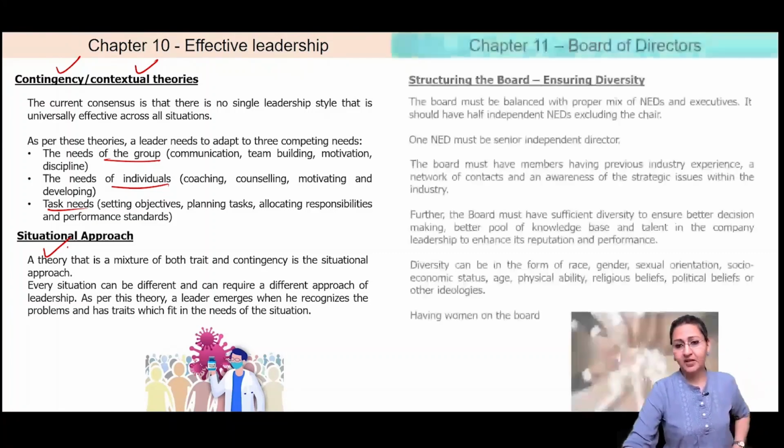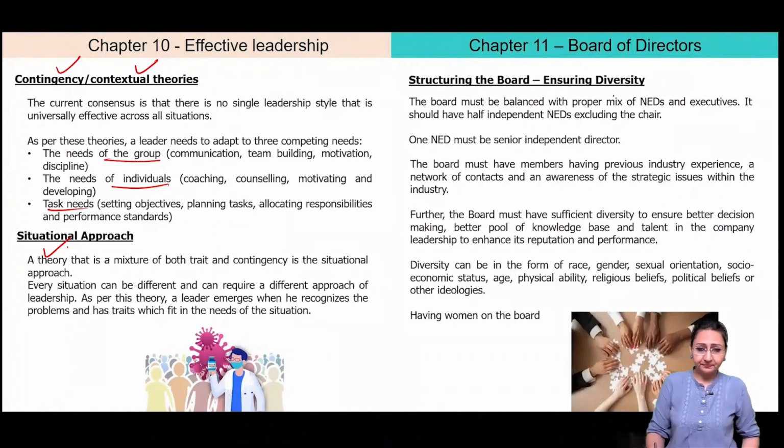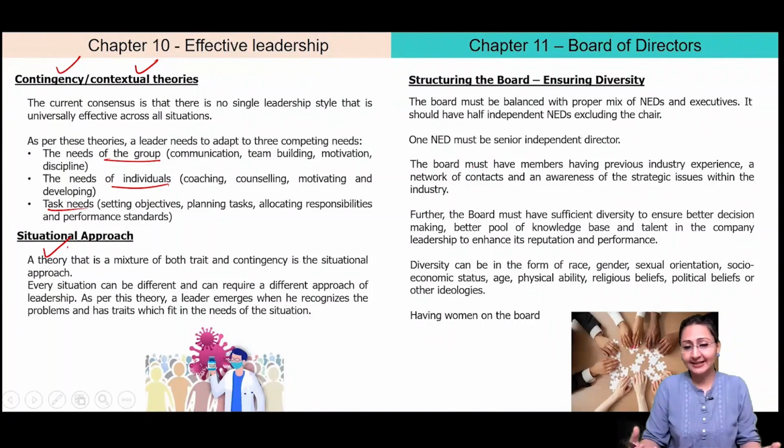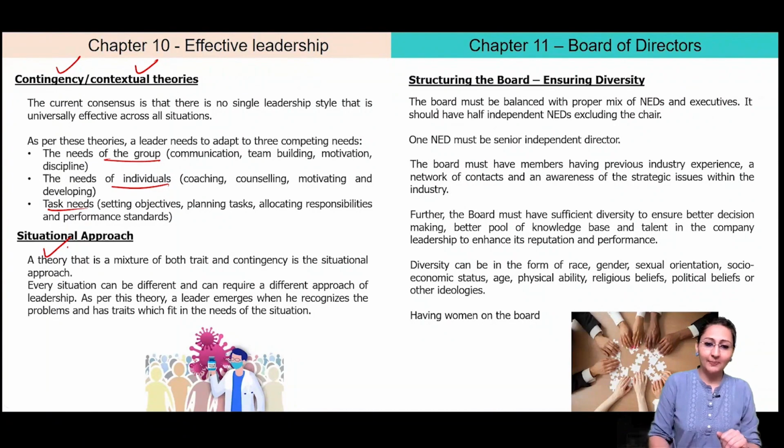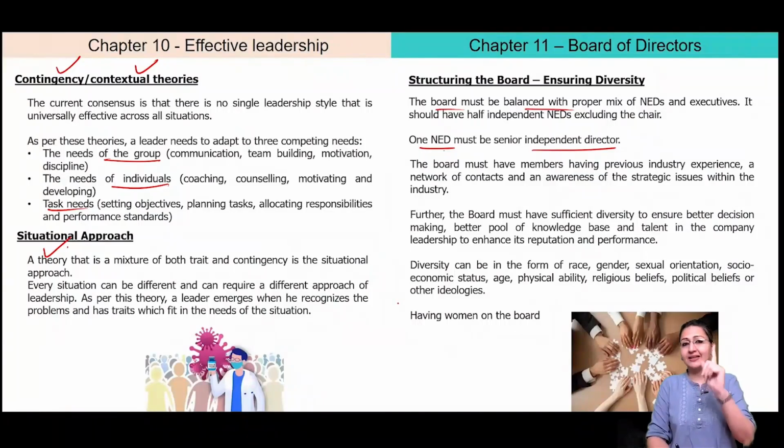Remember these words. Now, let's come to chapter number 11, Board of Directors. The major question which is every time revolving around is the structure of the board. Structure of the board means, specifically, diversity, maintaining diversity in the board. The board must be balanced with the proper mix of non-executive directors and executive directors. That's the most important thing. NEDs must be independent, and there should be one senior independent director every time in the board of directors.